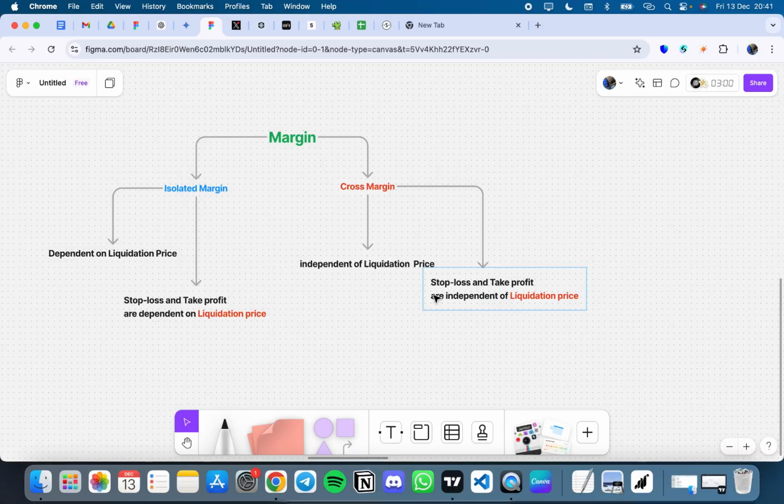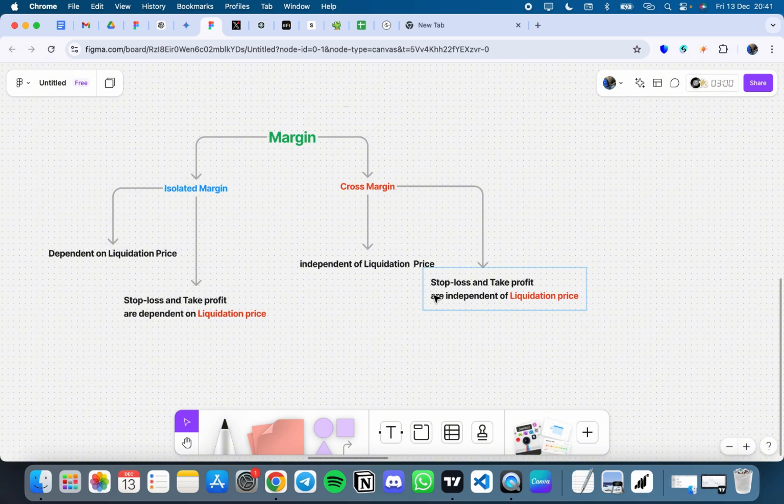So what's the benefit of cross margin? It is independent of liquidation price, right? So it doesn't care about liquidation price, and that means you don't need to worry about at what price you get liquidated and all this kind of stuff. There is a liquidation price actually, but when price gets to it, it will not close your trade. It will continue running, right? That's just the difference. So the only time your trade gets closed is if it hits your stop loss or TP.